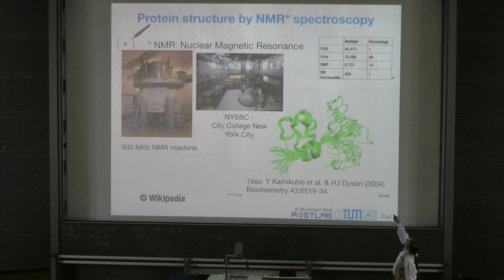NMR is still relatively small. It's about 10%. The number here is increasing, but not that much. Actually, the relative ratio between X-ray crystallography and NMR stays pretty constant, because NMR is complicated. But NMR allows you to do things and see mobility that X-ray crystallography doesn't quite.